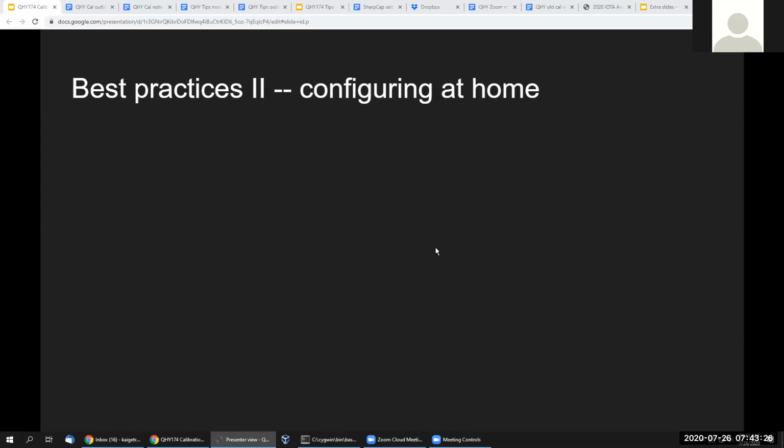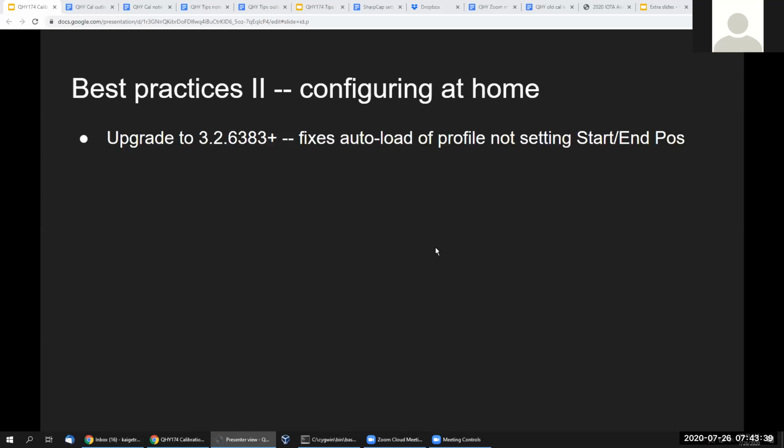Okay, second of my 3 last slides, or almost 3 last. Some configuration stuff to do at home to try to mitigate all these problems. First, if you're using the recent versions of SharpCap, upgrade to 6383 or later, because that at least fixes one of these bugs, the auto load not setting your profile values.